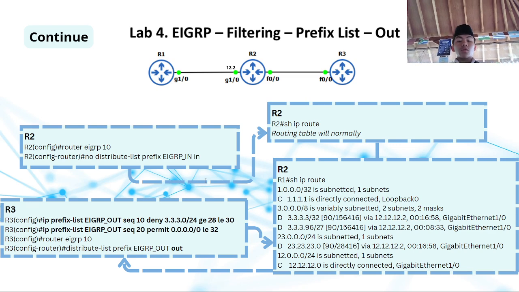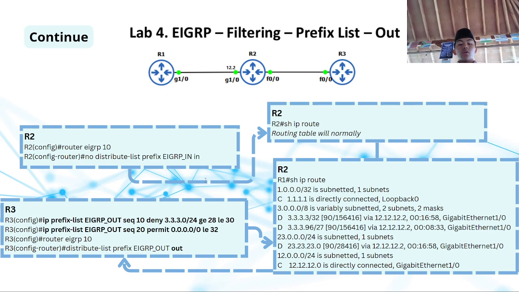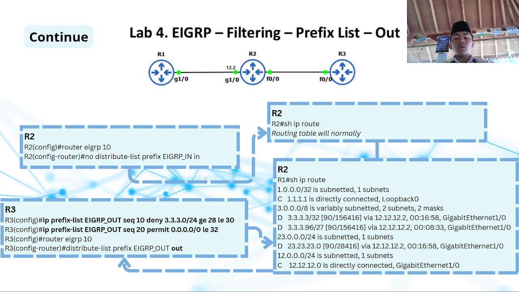R3 of course still has all its networks because it owns them, but when the routing update goes to router 2, the denied routes will not be included. Router 2 therefore cannot pass those routes further to R1. If we look at router 1's routing table, we will see only the permitted networks. The denied subnets of the 33.3.3.0/24 prefix will be missing.